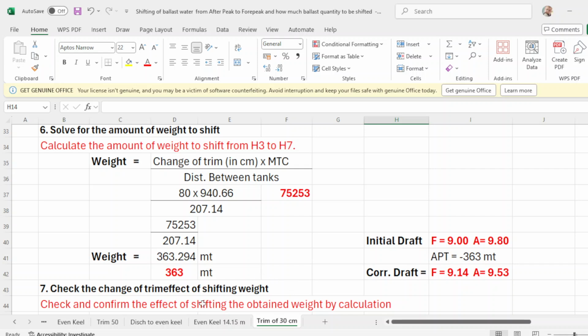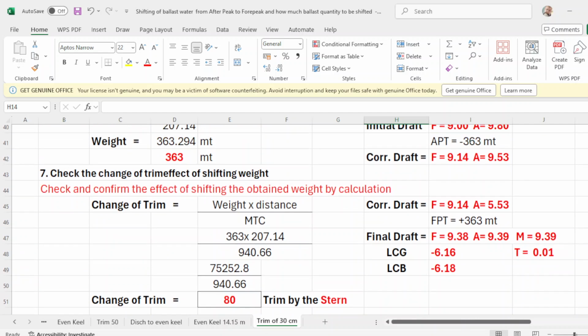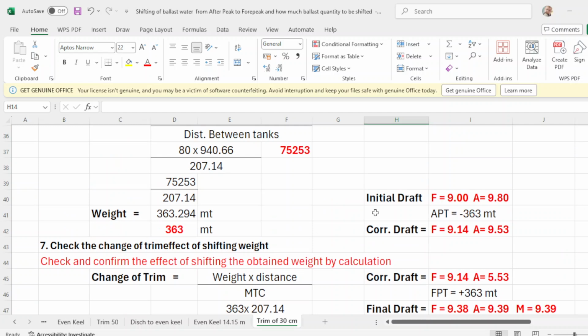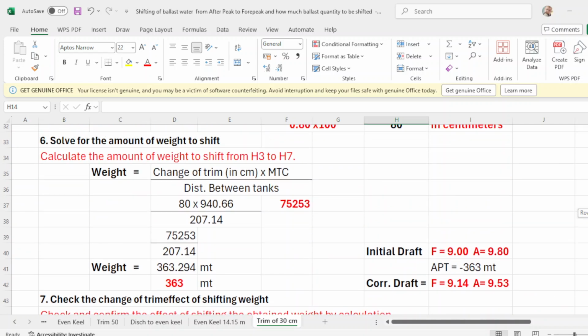Then let's double check with this formula, and it will come out with the change of trim of 80 centimeters. So this is how you do it. Change of trim equals weight, which is 363, times your distance between tanks. Your distance between tanks is 207.14. Okay? So multiply your weight of 363 times 207.14 over your MTC. Your MTC is 940.66.